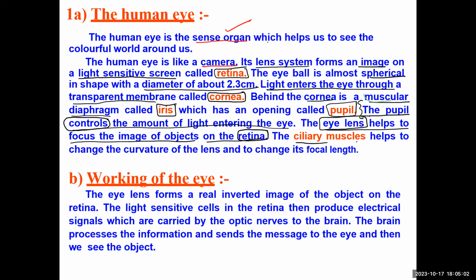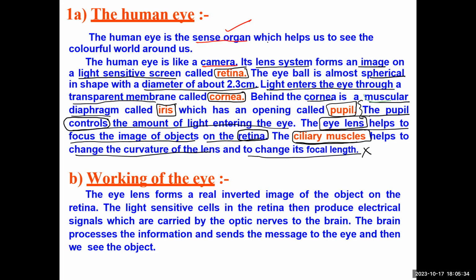Then coming to the ciliary muscles. What are the ciliary muscles? The ciliary muscles help us to change the curvature of the lens and to change its focal length. The lens curvature and the focal length are controlled by the part of the eye called the ciliary muscles. Ciliary muscles are mainly used for changing the focal length and also the curvature of the lens.